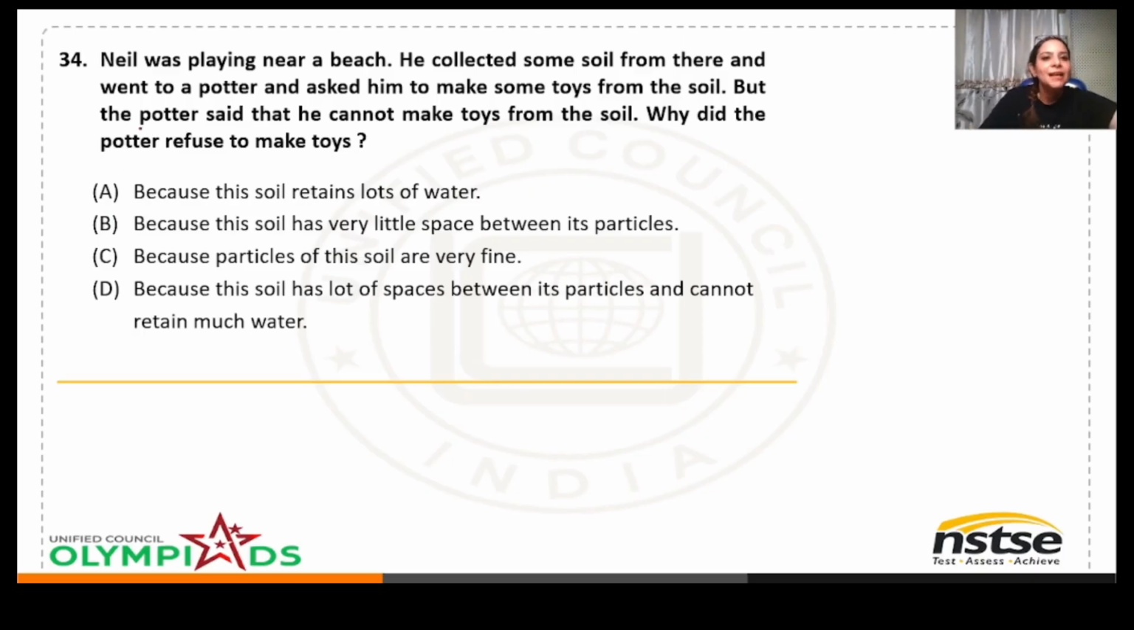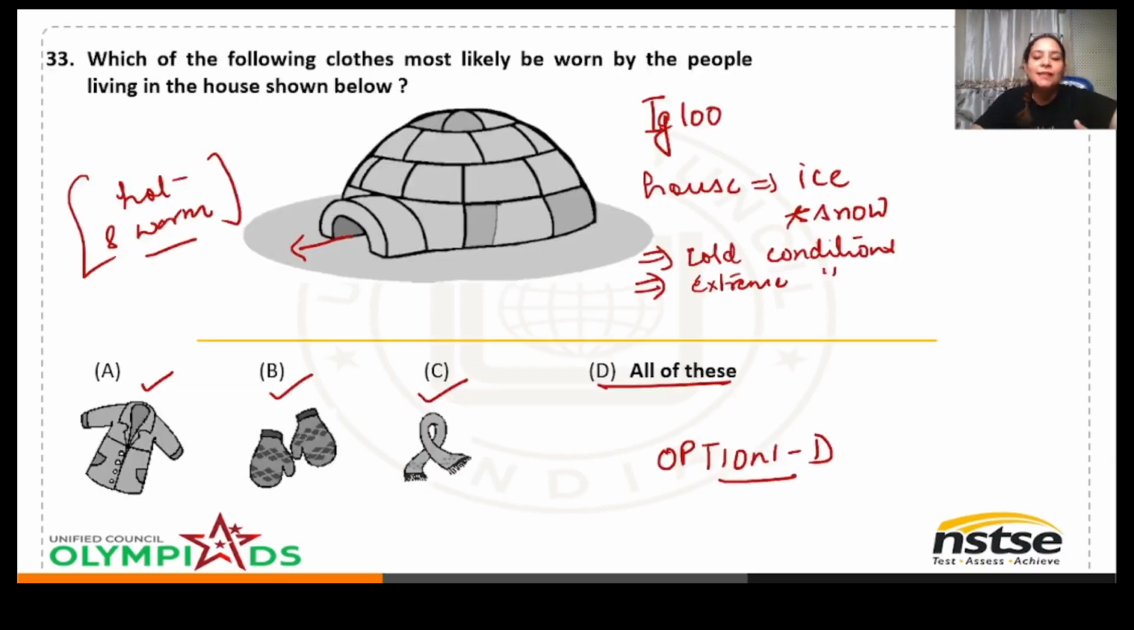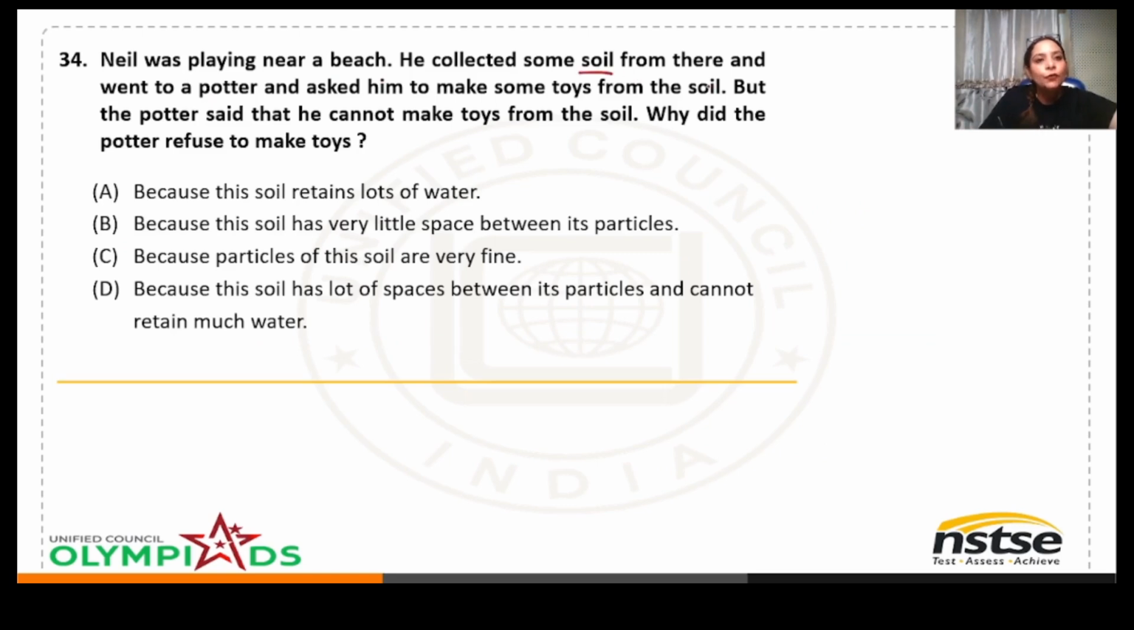Okay, next question. Neil was playing near a beach. He collected some soil from there and went to a potter and asked him to make some toys from the soil. So Neil was playing near a beach, okay. He collected soil and asked the potter to make some toys. But the potter said that he cannot make toys from that soil. Why did the potter refuse?